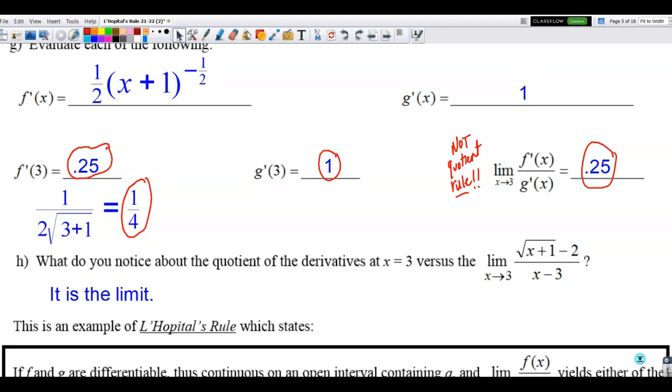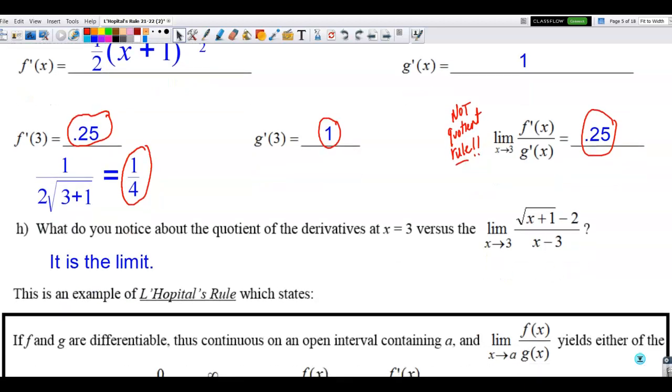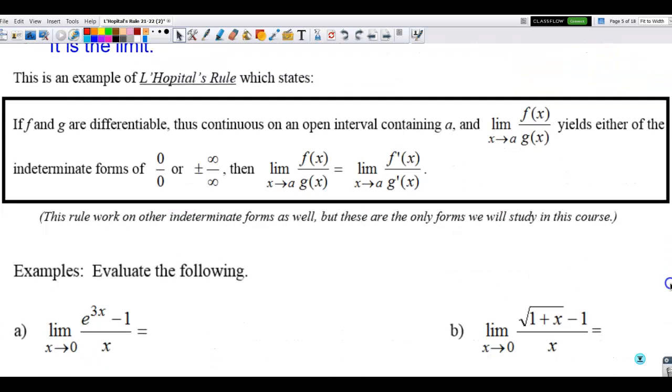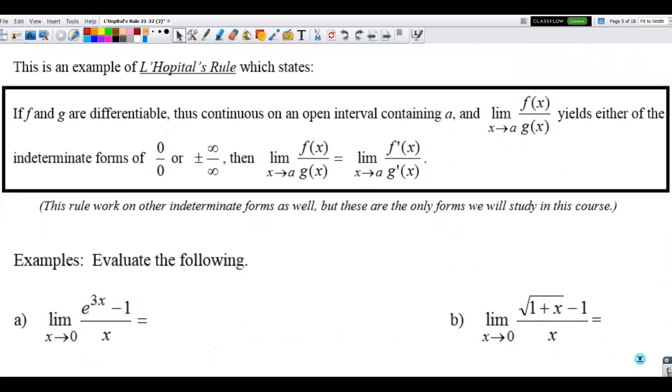So this is an example. That was a real slow walkthrough of L'Hopital's rule. So let's see what L'Hopital's rule says. The conditions of L'Hopital's rule are that f and g are differentiable, have a derivative, and we know that differentiability implies continuity. And f and g must be differentiable on an open interval that contains the value of x that we are going to approach.